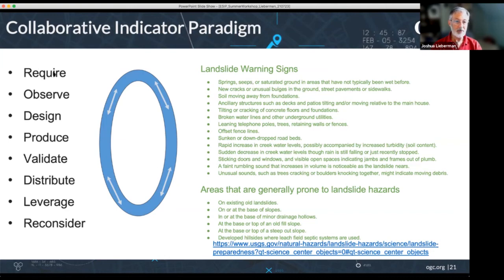And there's a whole sequence or cycle of using indicators, of needing them, of making those observations of signs, designing an indicator, producing it, validating it with on the ground observations, getting it to people, using it for decisions, and then reconsidering.